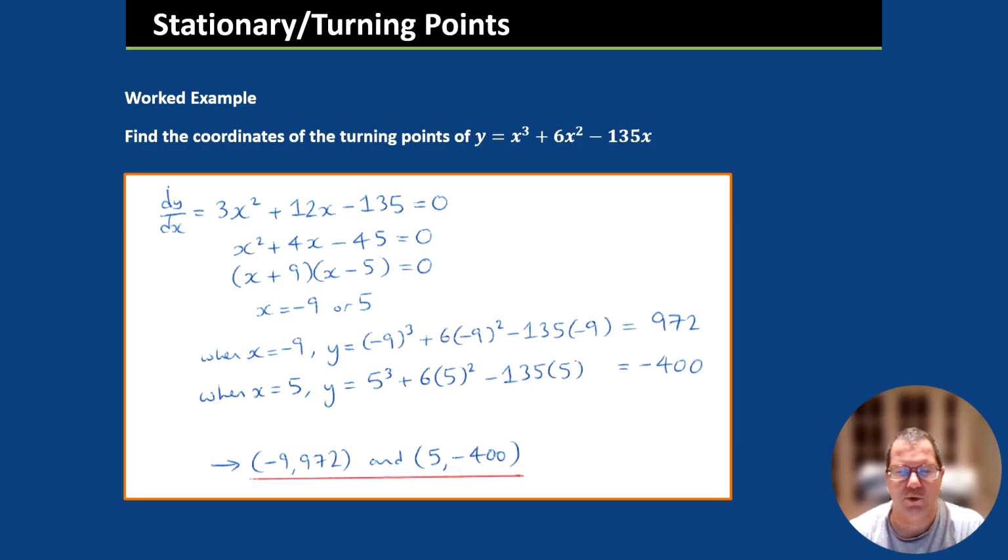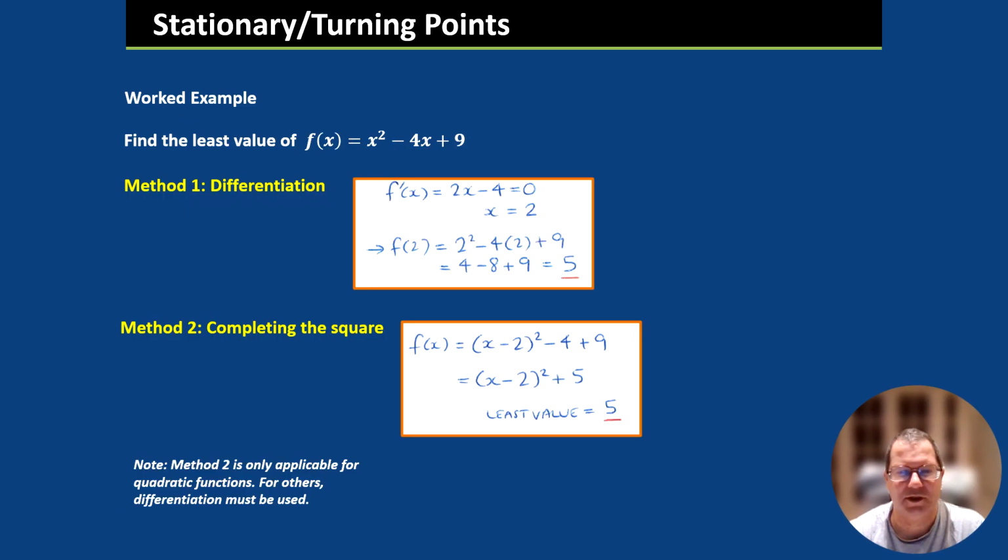Again, we're looking for coordinates. So if we substitute our x values back into the original curve, when x is -9, we get y equals 972. And when x equals 5, we get y equals -400. So our turning points are (-9, 972) and (5, -400).